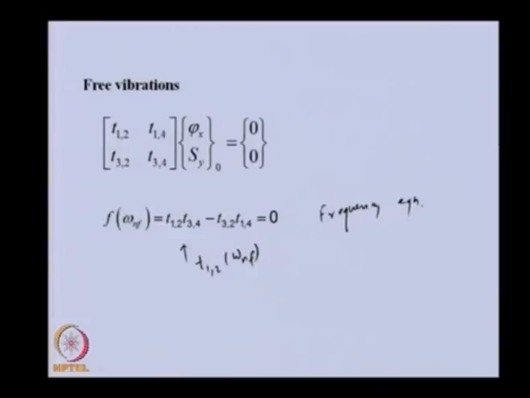Basically, if we express this as a function of omega nf, and plot this function with respect to omega nf for various values, let us say from 0 to some value, we expect this function will vary and intersect the line of 0 at various locations. All these intersections will give us the roots, which will be the natural frequencies of the system, and depending upon the degrees of freedom of the system, that many intercepts we expect from this function.